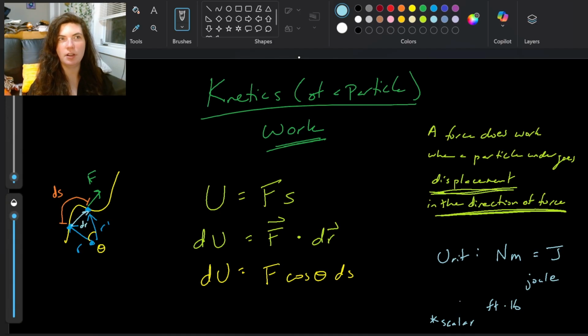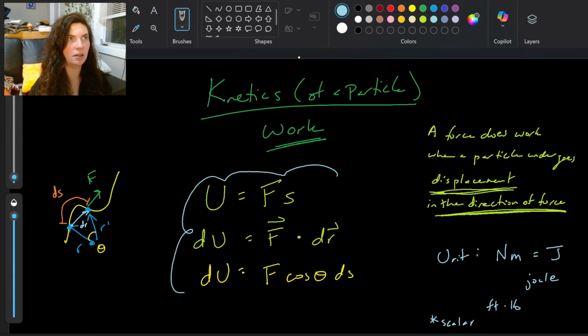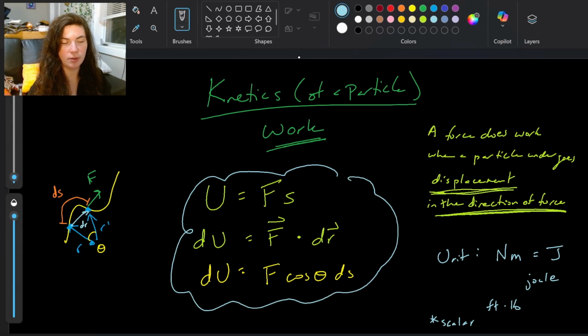Let's take a look at a couple of special instances of work, some special formulas that may help us besides just these main overarching generalized work equations here. We'll look at just a couple of special scenarios before we look at an example.